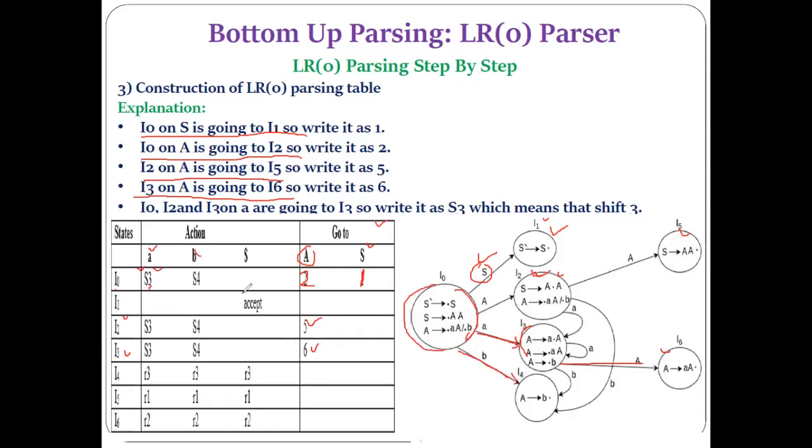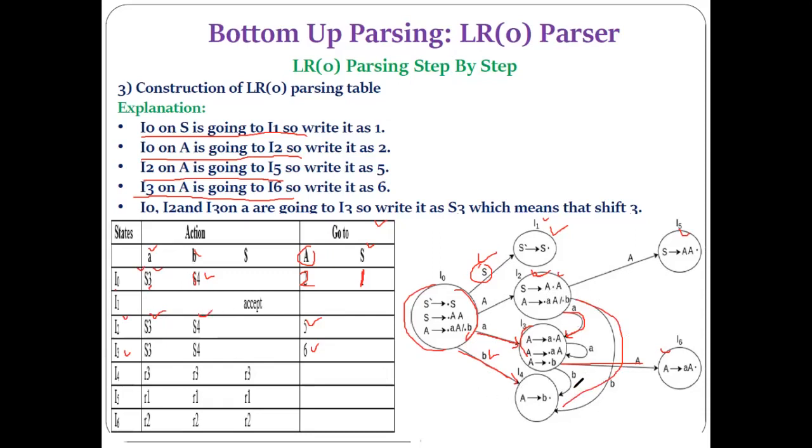So when there is a move from one state to another on a terminal, then you have to make the shift entry. So here we make the shift entry with the state number 4, that is S4. Then I2 on terminal A is going to I3, that's why S3 here. Then I2 on terminal B is going to I4. That is the reason S4 is here.